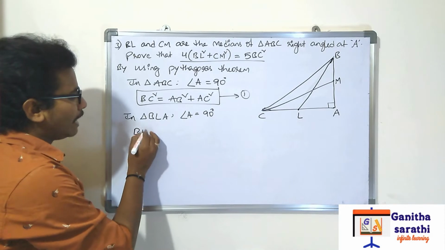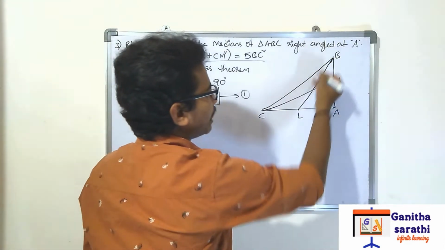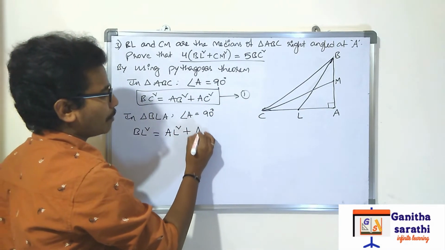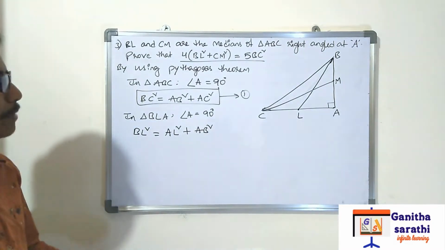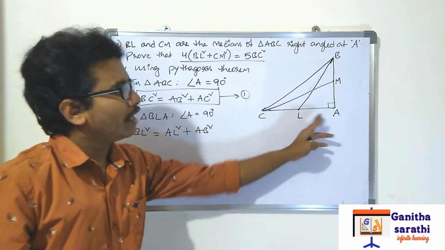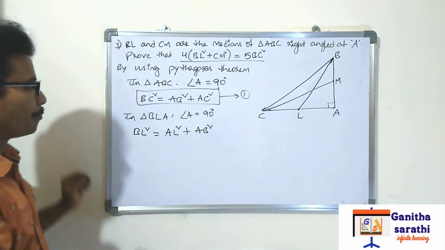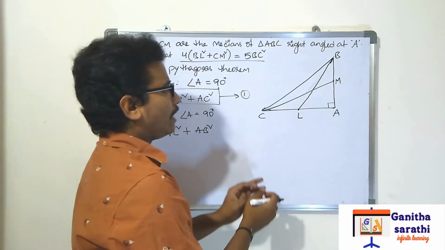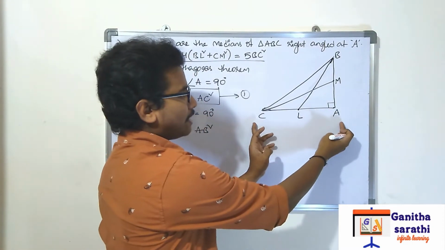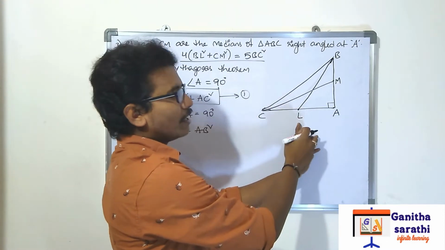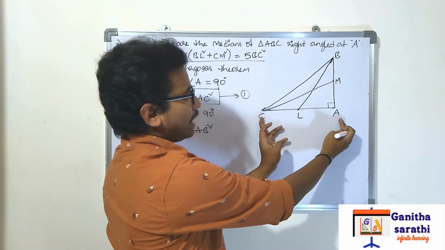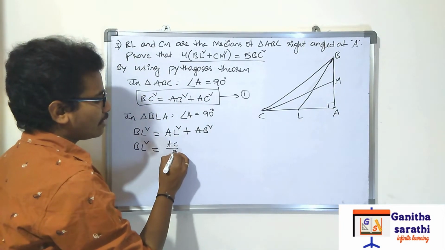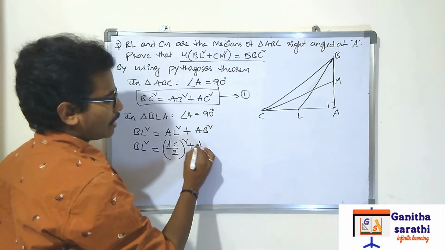So now BL square is equal to AL square plus AB square, right? Now, how can we write AL? Can you write AL as AC by 2? In AC, AL is exactly half, because L is the median. So we can write BL square as AC by 2 whole square plus AB square.